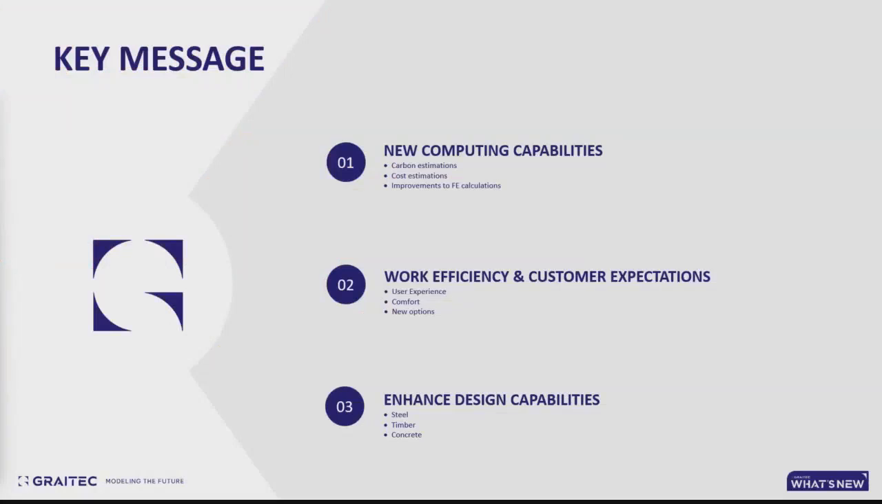This version of Advanced Design is driven by three pillars. New computing capabilities. This includes calculation of carbon emission, estimation of costs, and improvements to the finite element calculations. The second pillar was to increase the efficiency and meet customer expectations. It means changes and new options that improve the user experience, but also different smaller points requested by our customers. And the next pillar is related to increase design capabilities for steel, for timber, and concrete structures. And for this, we have a huge number of novelties and improvements.